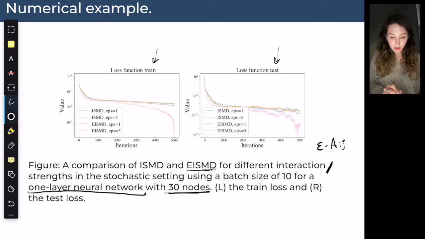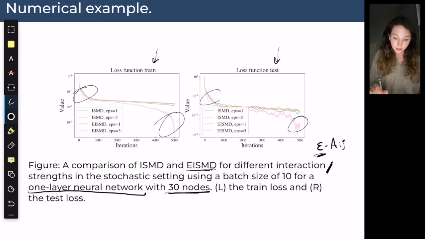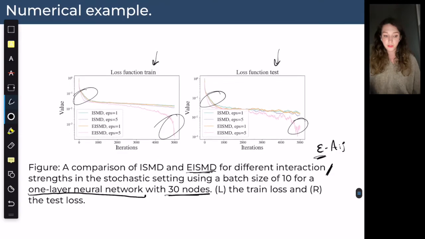So basically just look at the pink line, because the pink line is our exact interacting stochastic mirror descent algorithm with a high interaction strength. So this epsilon is equal to 5. And what we see is that it converges way lower and way faster from this first part than the other algorithms, which is exactly what we wanted to obtain.